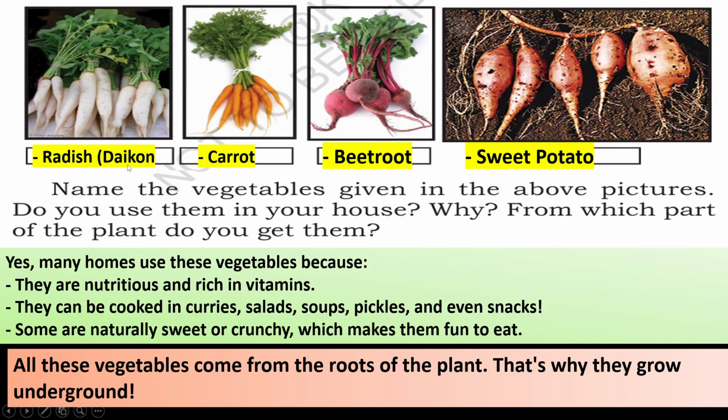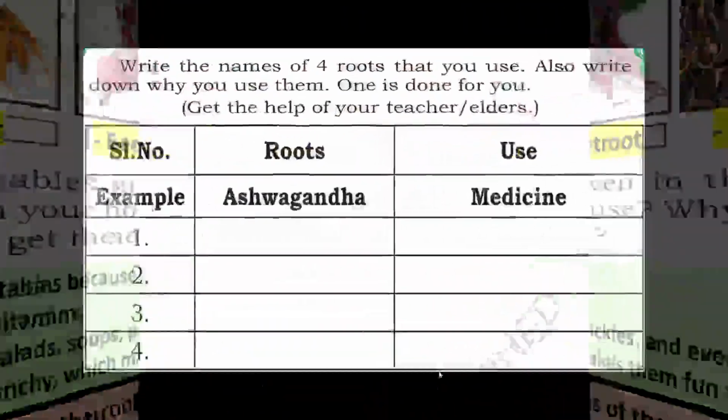Radish, daikon, carrot, beetroot, sweet potato. Name the vegetables given in the above pictures. Do you use them in your house? Why? From which part of the plant do you get them? Yes, many homes use these vegetables because they are nutritious and rich in vitamins. They can be cooked in curries, salads, soups, pickles, and even snacks. Some are naturally sweet or crunchy, which makes them fun to eat. All these vegetables come from roots of the plants. That's why they grow underground.